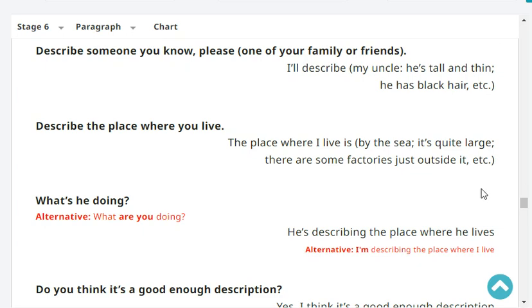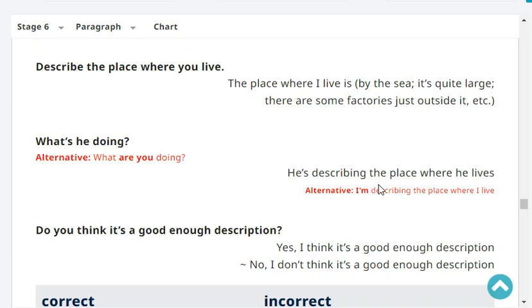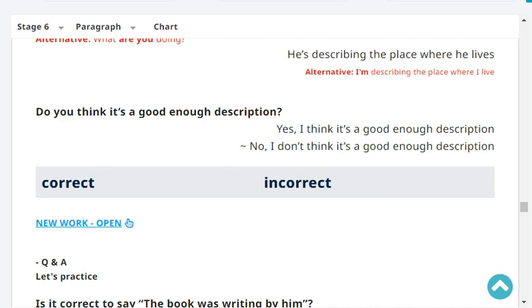So, what are you doing? I'm describing the place where I live. Do you think it's a good enough description? Yes or no?